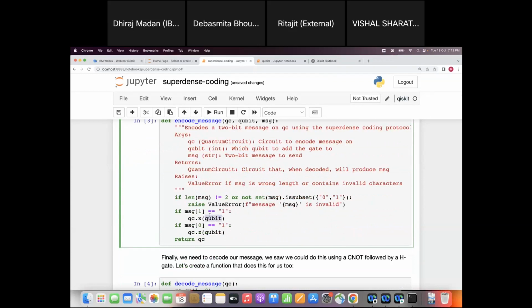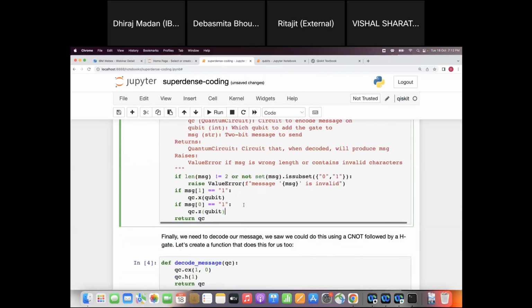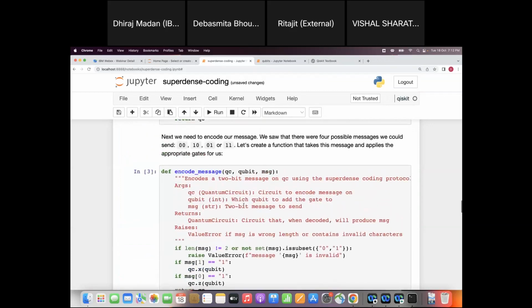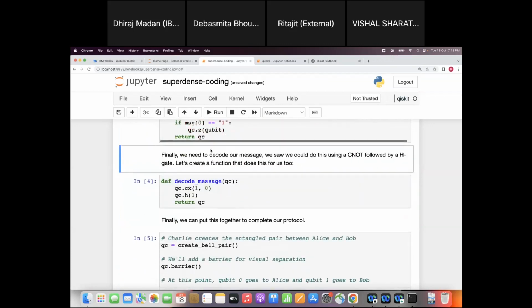And here the thing is that Alice applies an X if the second bit of the message is 1, and she applies a Z if the first bit of the message is 1. Right, so both are applied if both are 1. So here, let's run this, let's basically define this function.